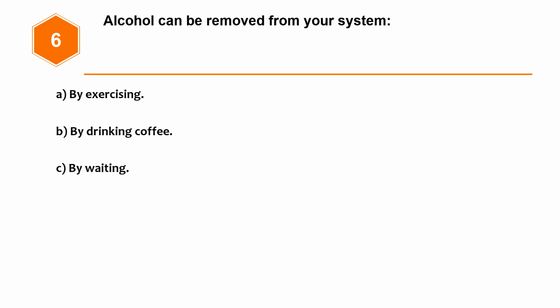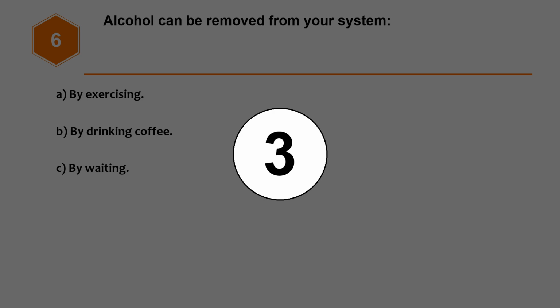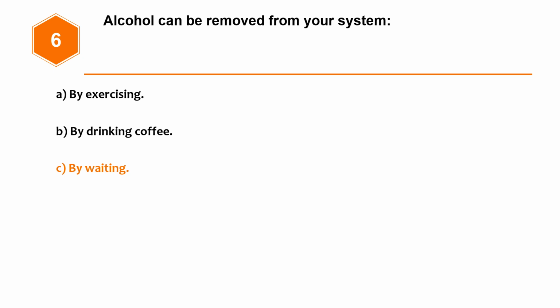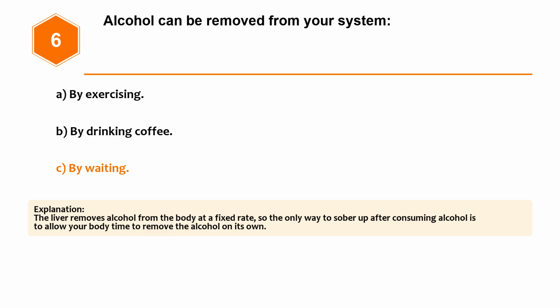Question 6. Alcohol can be removed from your system. Option A. By exercising. Option B. By drinking coffee. Option C. By waiting. The correct answer is option C. By waiting. Explanation. The liver removes alcohol from the body at a fixed rate, so the only way to sober up after consuming alcohol is to allow your body time to remove the alcohol on its own.